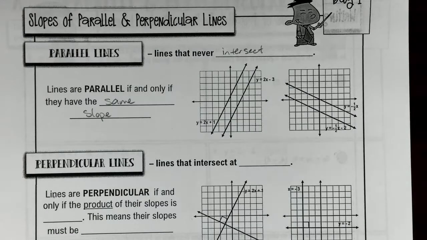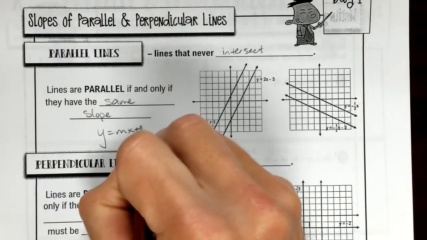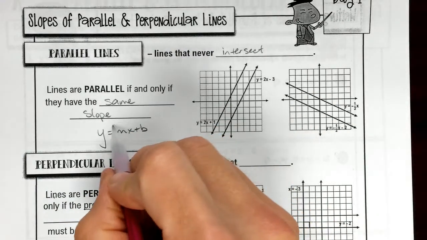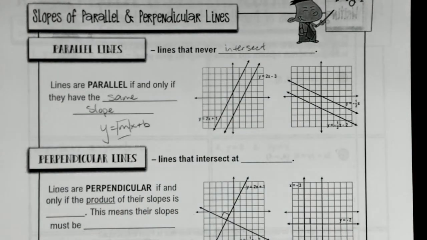Lines that never intersect, again, a good example would be railroad tracks. Railroad tracks will never intersect. They have to have the same slope for the lines to be parallel. So again, y equals mx plus b is our slope-intercept form. That m right there, which is the number in front of the x and does not include the variable, has to be the exact same for my lines to be parallel.